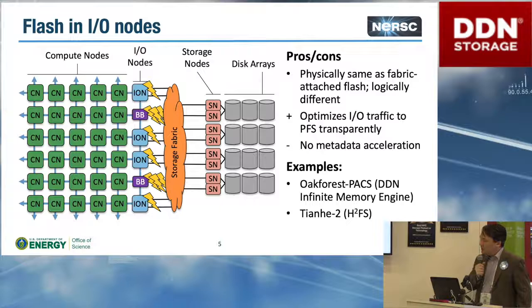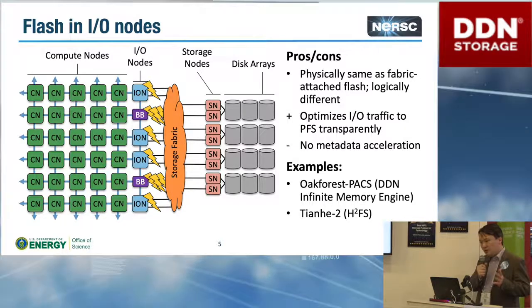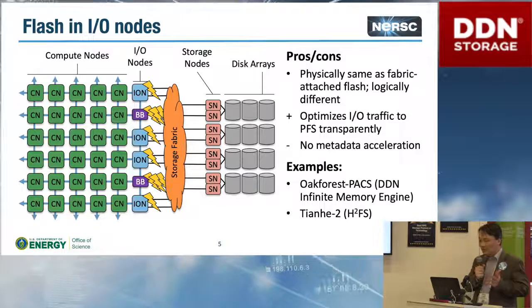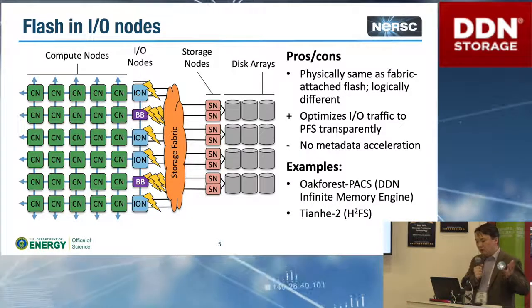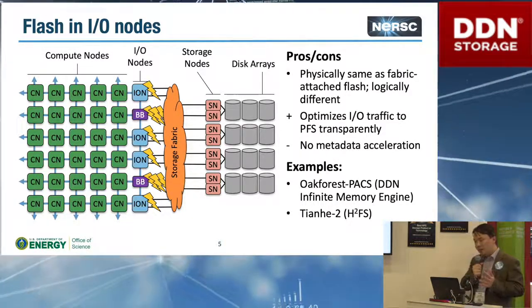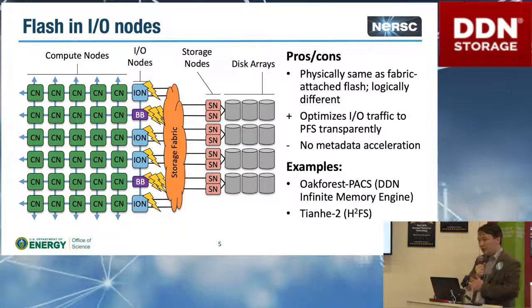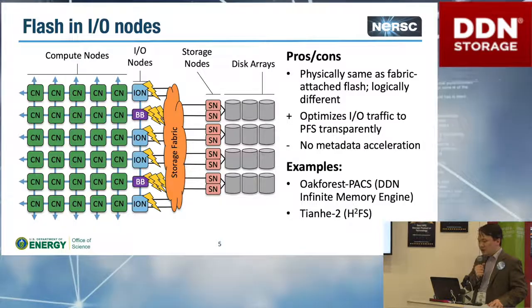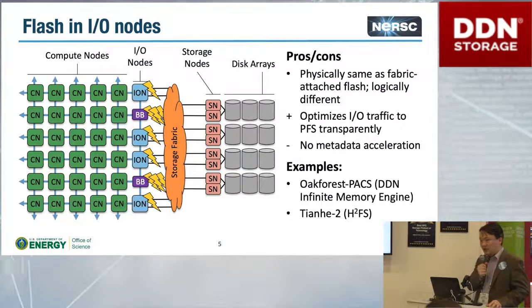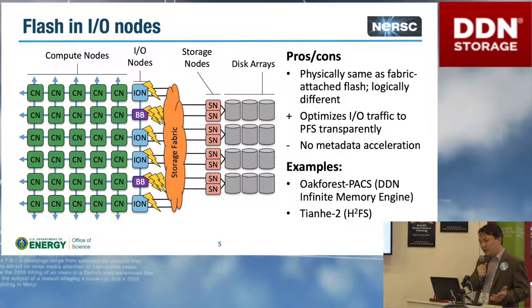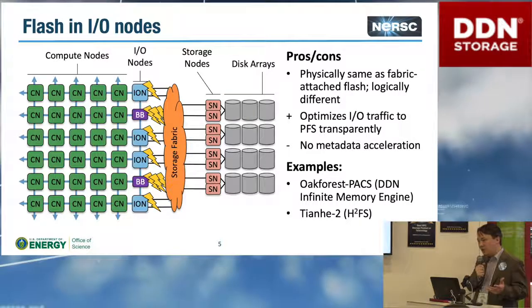Another place to put Flash is logically between your compute nodes and your storage. So this is what we traditionally think of when we say burst buffer. This is where it looks like you're writing to a parallel file system, but you're actually writing to flash in between, and it's asynchronously draining, but it's all a single namespace. So this is physically the same as the fabric attached flash architecture that I showed before at the beginning, but it's logically different in that the way you use it is it's fully transparent.